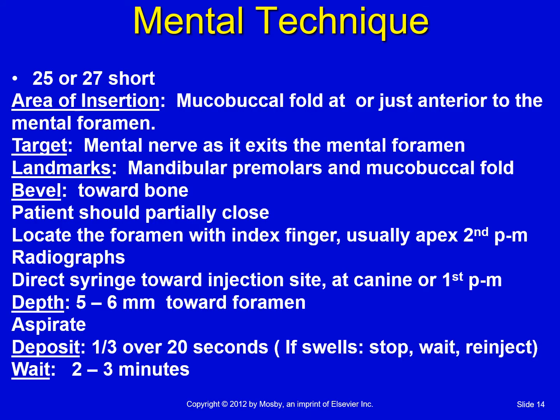So for this, of course, you're going to use a short, 25 or 27 gauge. The area of insertion is the mucobuccal fold, just anterior to the mental foramen. The target is, of course, the mental nerve as it exits the mental foramen, and the landmarks would be the mandibular premolars and the mucobuccal fold, which makes sense.